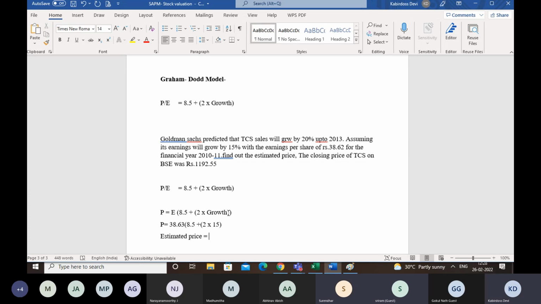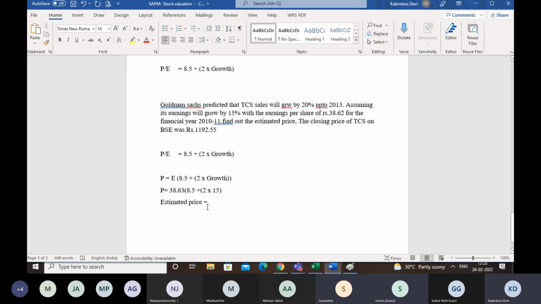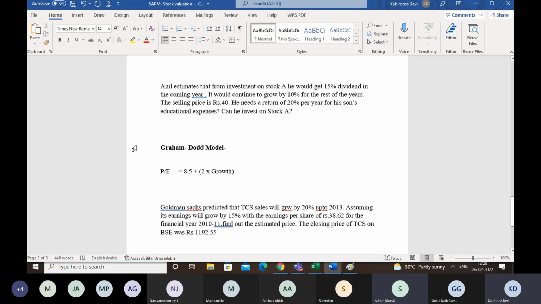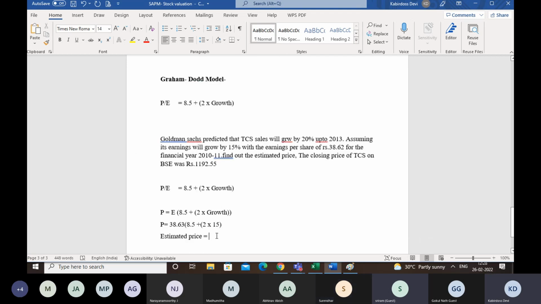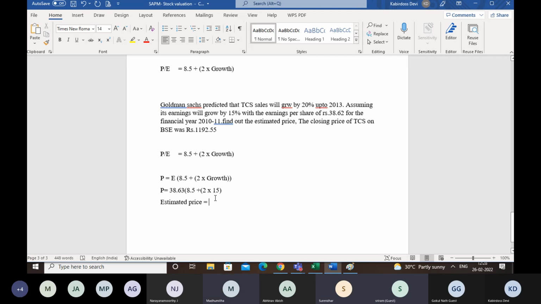G is 0.15 only. No, you can take it directly as 15% because we are only calculating in percentage. Currently the growth is 15%, right? So when we are calculating this, we will calculate the total amount in percentage only. Growth we are taking as such. For this particular Graham Dodd model, you can go with percentage itself. Price is 1486.87.